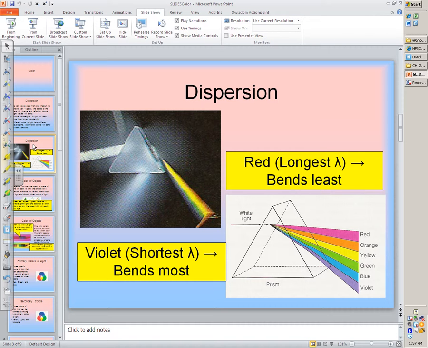Alright, so the rest of the slides, the ones on primary colors of light, secondary colors of light, complementary colors, and colors of pigments, don't worry about those 4 slides. They are not going to show up on your test. They are on your objective sheet, but I didn't put any questions about them.